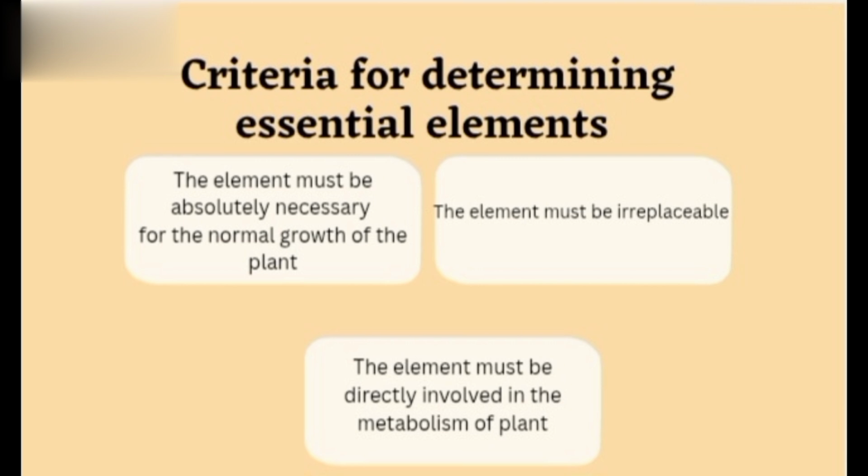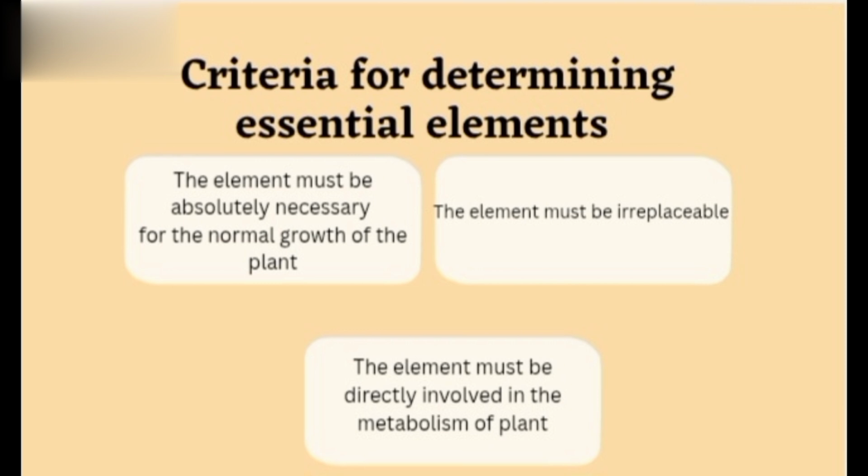Secondly, the element must be irreplaceable. Let's say now someone decides to discover a new element that is essential for plant growth. If there's already an existing element among the 65 essential elements of plants that does the same function as the one the person has discovered, then it is not an essential element and it will not fit into the criteria. That's what this second rule is saying.